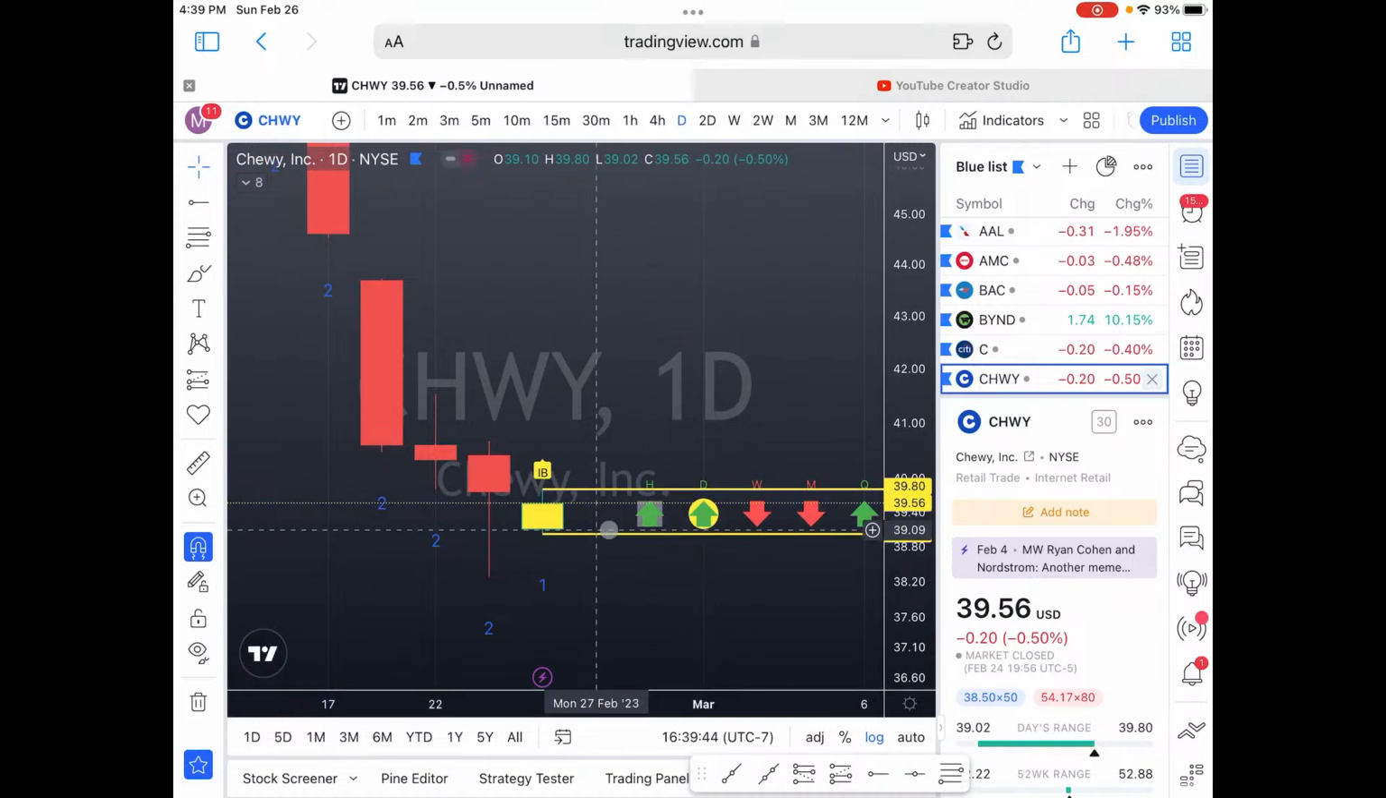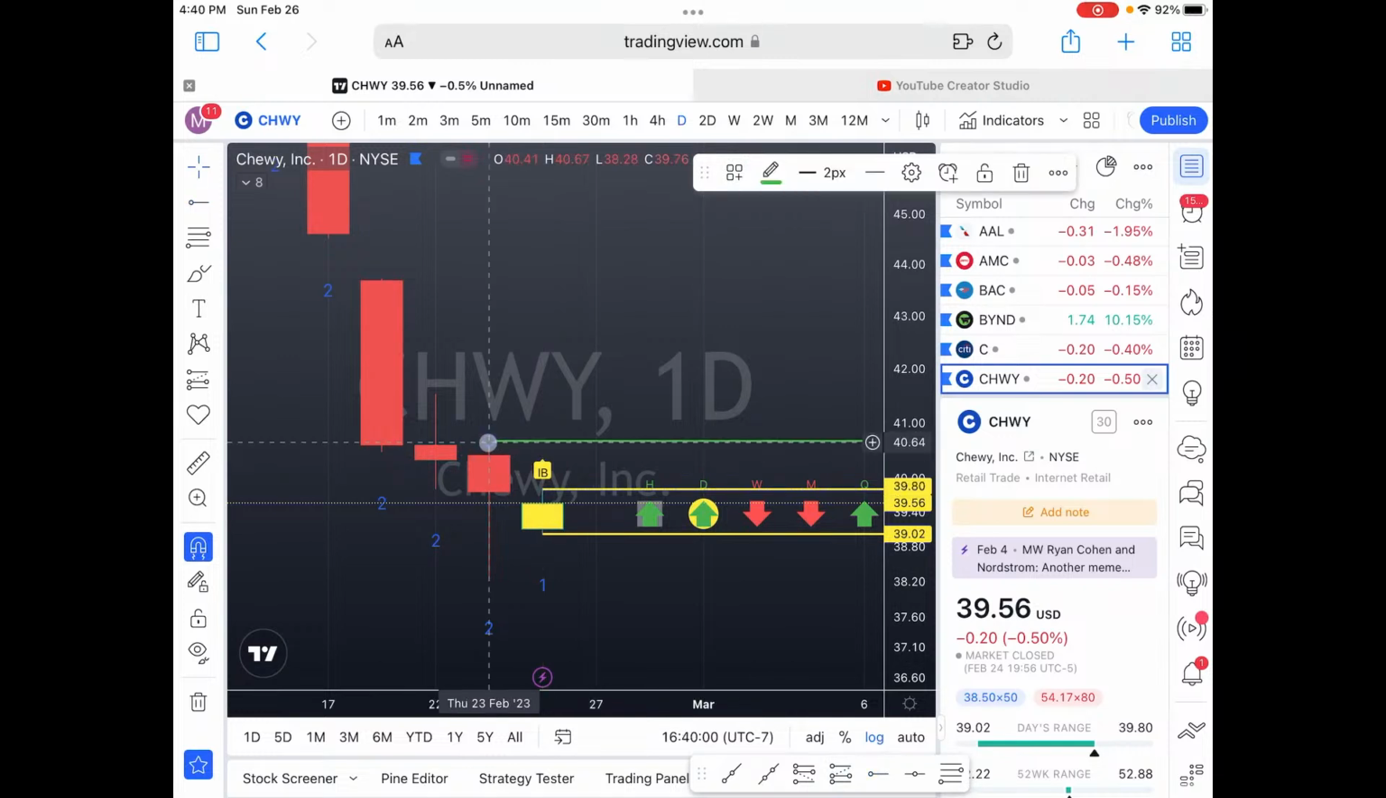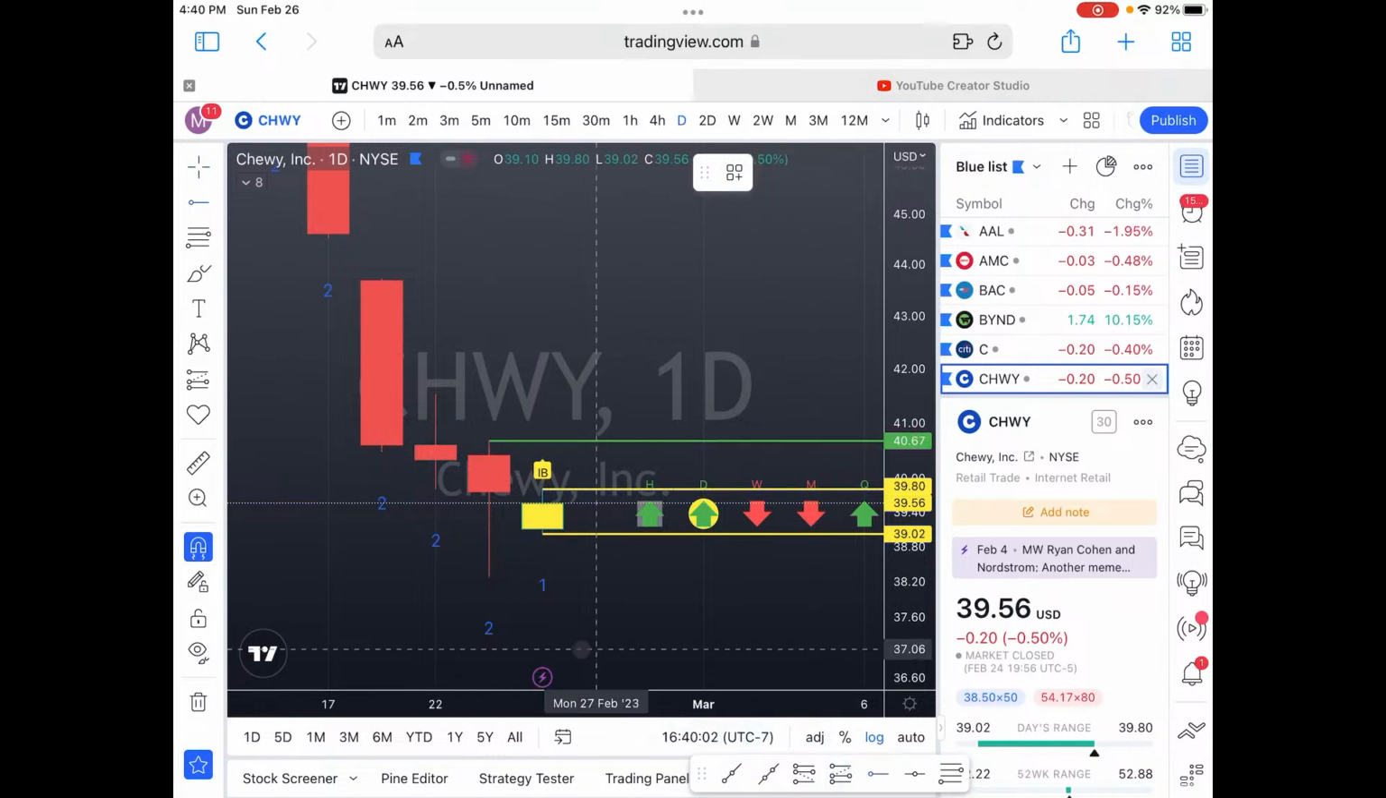Chewy, CHWY, has an inside bar as well, and it's a small, tight little inside bar. And the smaller that bar is, the bigger the breakout that we are likely to have. So we can look for calls at $39.80 or puts at $39.02. And I will mark the targets out with you guys on this one. There's 1 and there is 2.